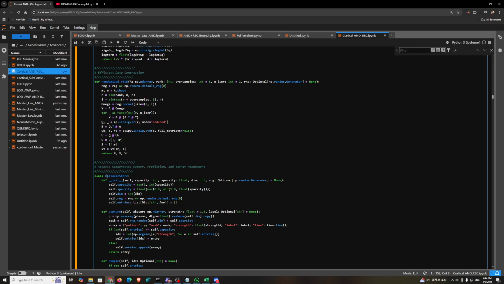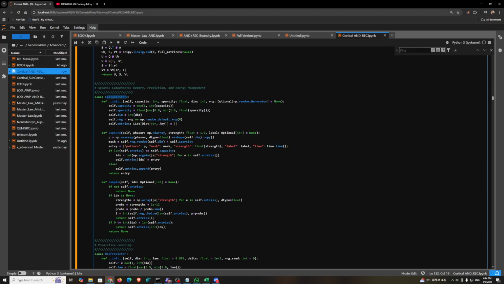So you'll see that the class here, the episodic store class. This class simulates a form of episodic memory capturing patterns. So think of distinct states of the fast cortical-like activity, along with contexts such as their strength or salience, maybe a label, maybe a time step. So when this memory system reaches its capacity, then it makes a biologically plausible decision. It replaces the oldest or the least strong memory with a new memory.